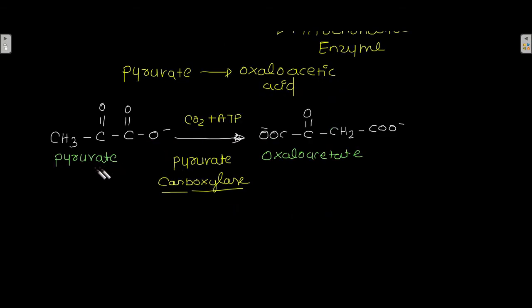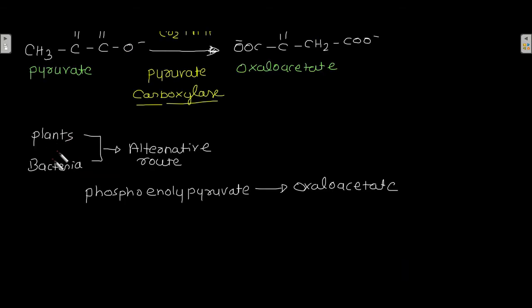So this is how it looks. Pyruvate is getting converted into oxaloacetate, and the reaction is catalyzed by pyruvate carboxylase, and in this process a carbon dioxide molecule and ATP are utilized.